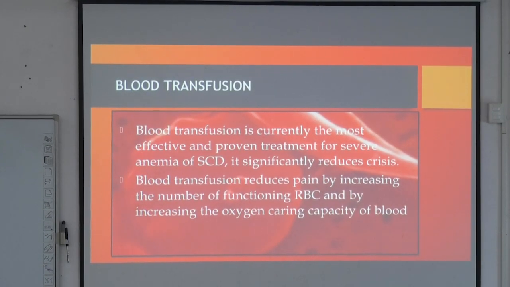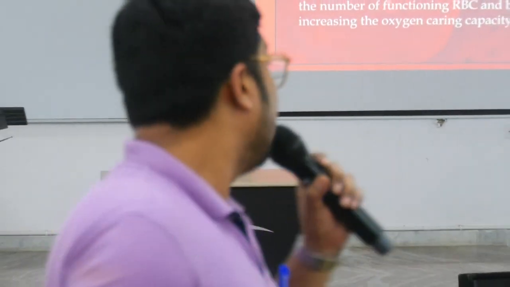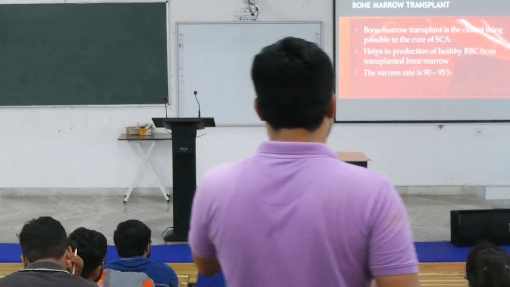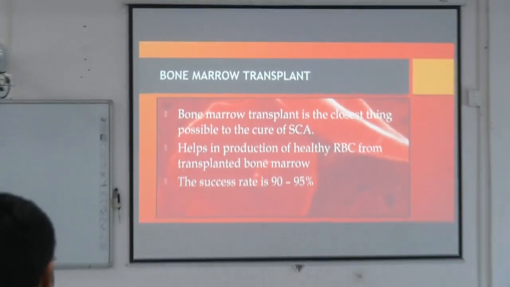Blood transfusion is the most common form of management to combat acute crisis of sickle cell anemia. Blood transfusion reduces the pain by increasing the number of functioning RBC. Increasing the oxygen capacity of blood is most rapidly attained by blood transfusion. Bone marrow transplant success rate is 90 to 95%.